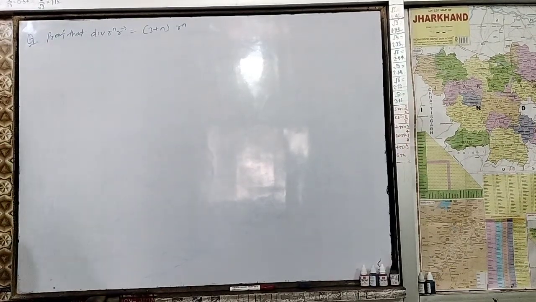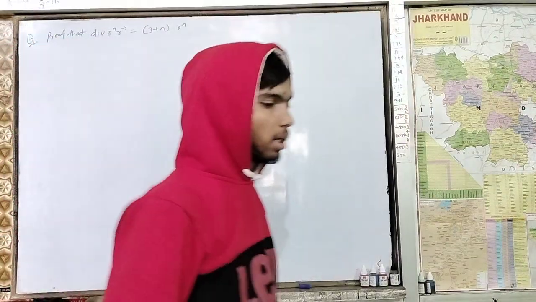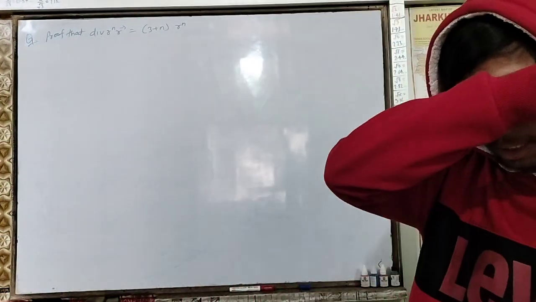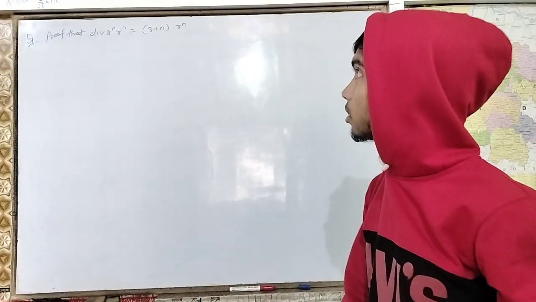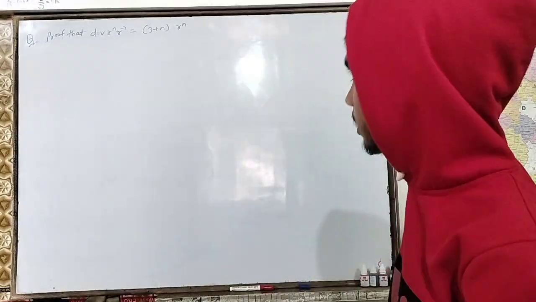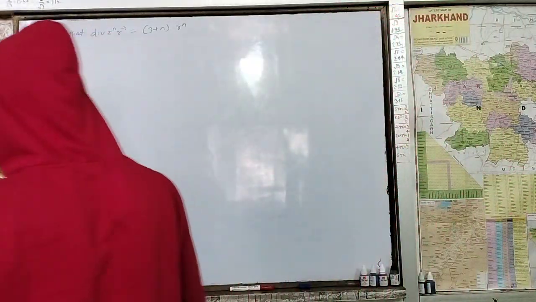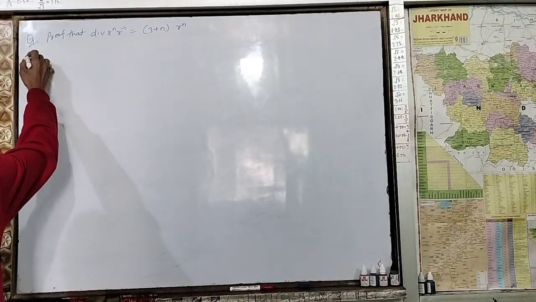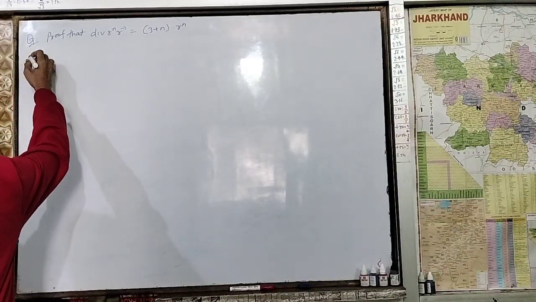Look at this question. It is asking to prove that divergence of r^n R vector is equal to 3 plus n times r^n. Let's prove it.